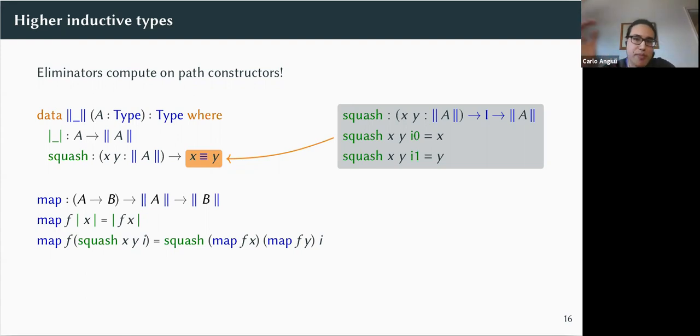Now, if you remember that what a path means is just a function out of the interval, you can, if you unfold squash, think of it as not a two-argument constructor, but a three-argument constructor, the third argument being an element of the interval. And when you apply it to 0 or 1, it is exactly the same as X or Y. When you pattern match on propositional truncation of A, you apply to squash X, Y, I, and there's just this invisible side condition on this last clause where you have to make sure that this clause respects the two equations of what squash does on 0 and 1. If you don't do that, then this definition doesn't type check.